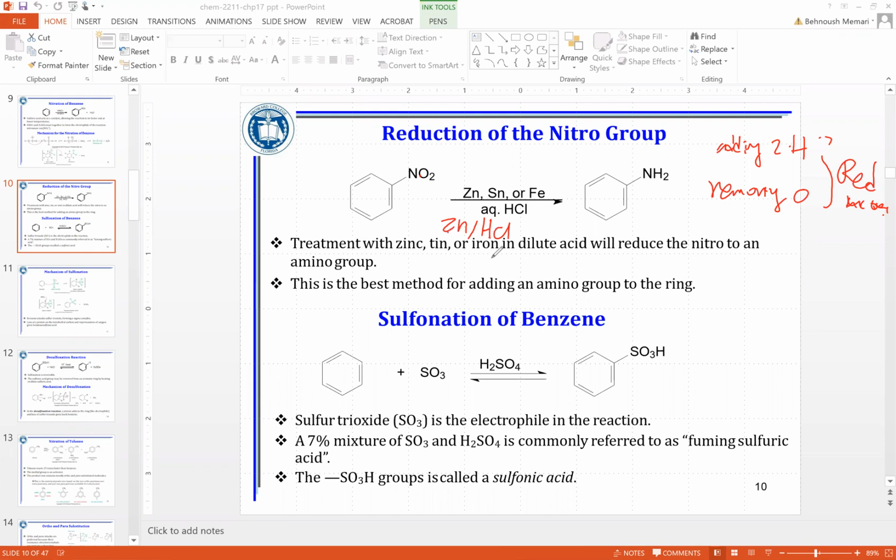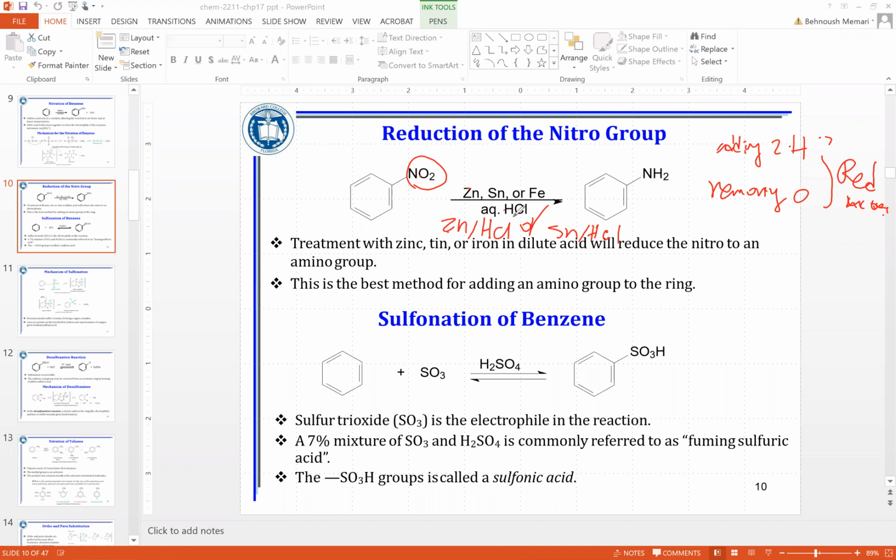If you use zinc and HCl, that's a strong reducing agent. It will reduce NO2 to NH2, or you use tin and HCl. So that's how it works. Either one of them with the HCl, or Fe with HCl.